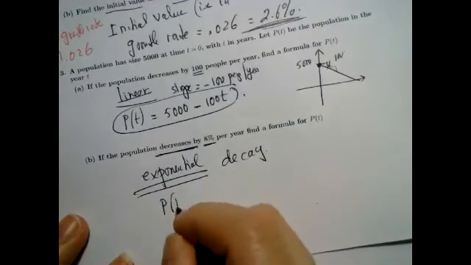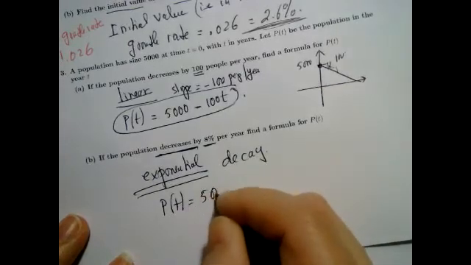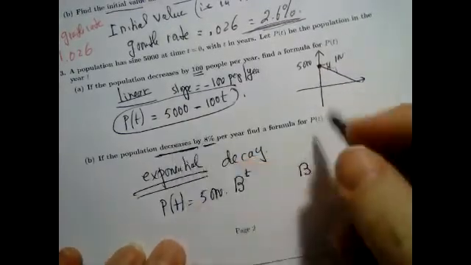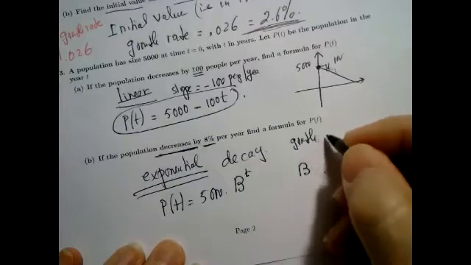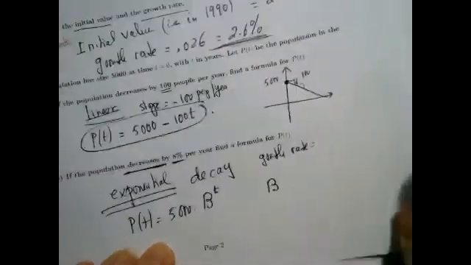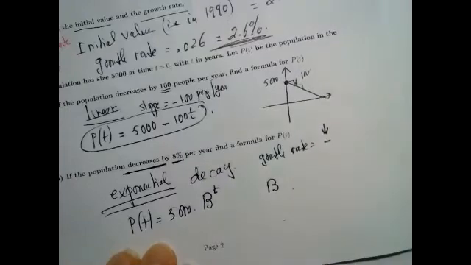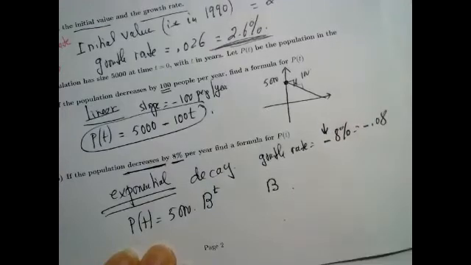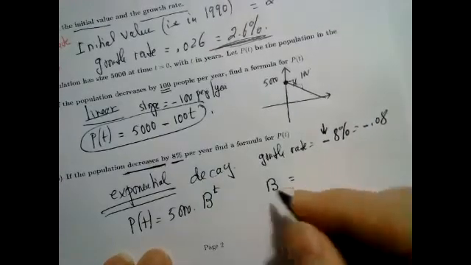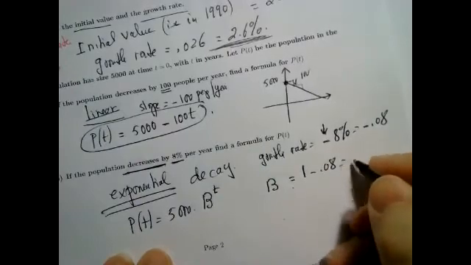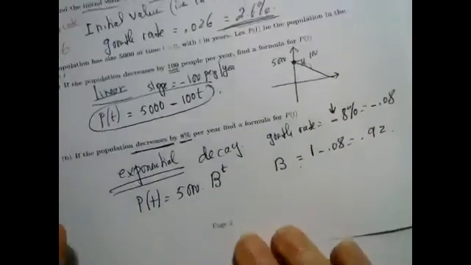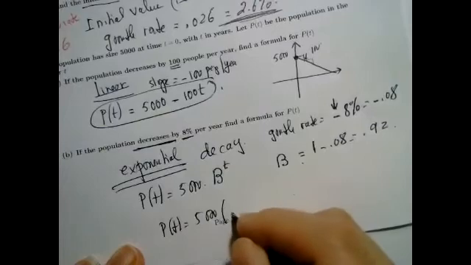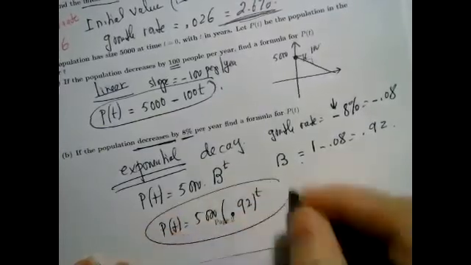So now the population is the initial times b to the power t. And what is my b? Since we have a decay by 8%, it means we have a negative growth rate, negative 8%, which is minus 0.08. So my base is 1 minus 0.08, which is 0.92. And in this case, the formula would be 5,000 times 0.92 to the power t.